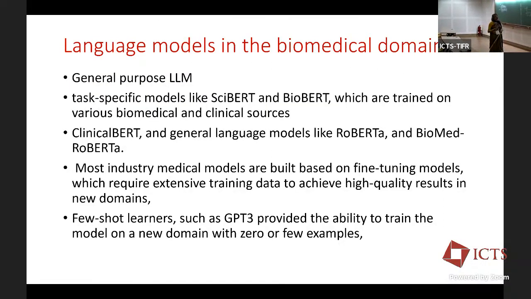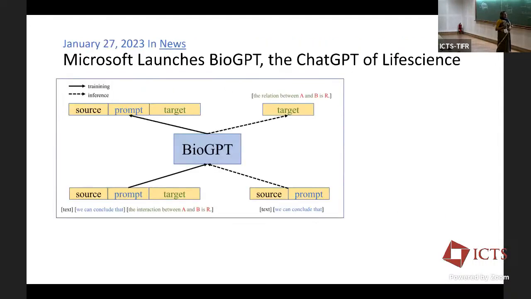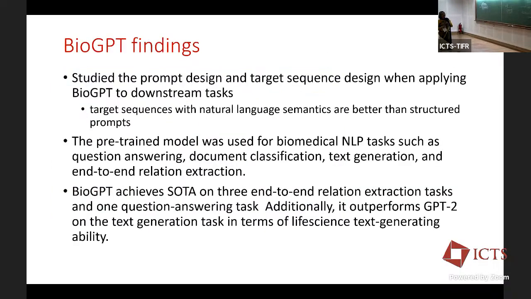So just to sum up, we have general purpose LLMs. We have task-specific models trained from scratch. We have general purpose models, then trained with the domain, and so on. For example, in January 2023, Microsoft launched BioGPT, which is like a ChatGPT of life science. That's how they positioned it, right? And they have specific tasks and prompts from which they train using the ChatGPT type of methodology. So this is one of the successful language models which was introduced.